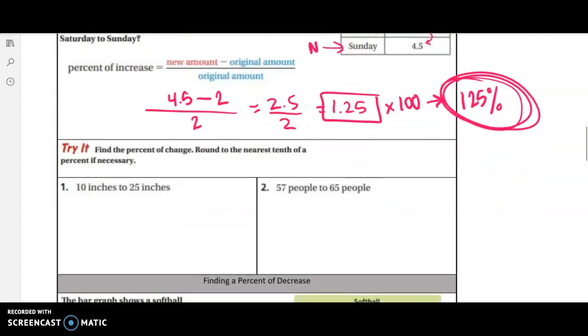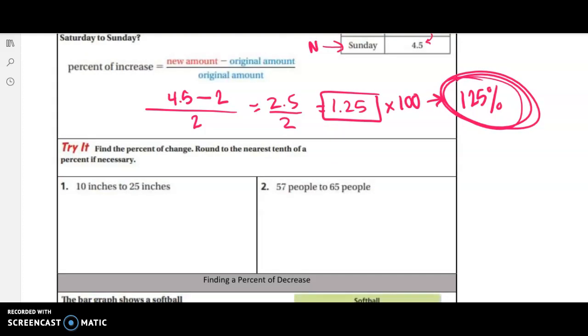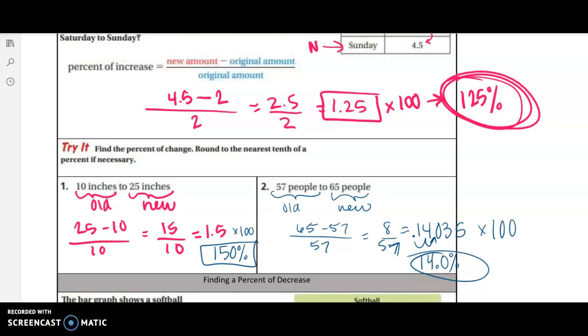Find the percent of change and round it to the nearest tenth for numbers 1 and 2, and then I want you to compare your answer with mine. All right, for number 1, 10 inches is our old, 25 is our new, so we're going to do 25 minus 10, all divided by 10, and we get 15 divided by 10, which equals 1.5, and we multiply that by 100, and we get 150. That makes sense because if we doubled 10, then that would give us 20, and that would have been our 100%. But since we went more than 20, we know that it's going to be bigger than 100%.